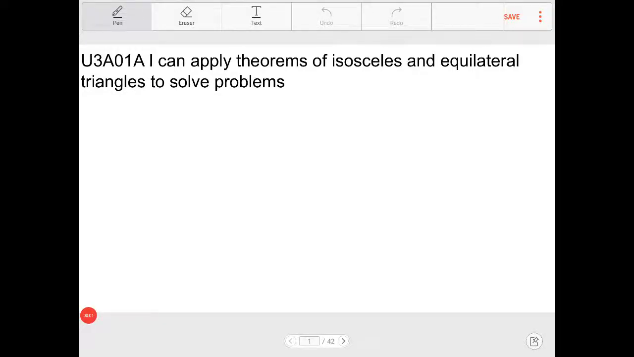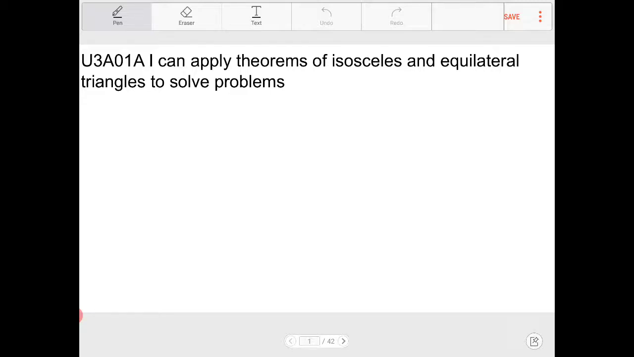Students, this is lesson U3A01a. By the end of the lesson, you should be able to say, I can apply theorems of isosceles and equilateral triangles to solve problems. In the previous lesson, in U3A00, we talked about classification of triangles.